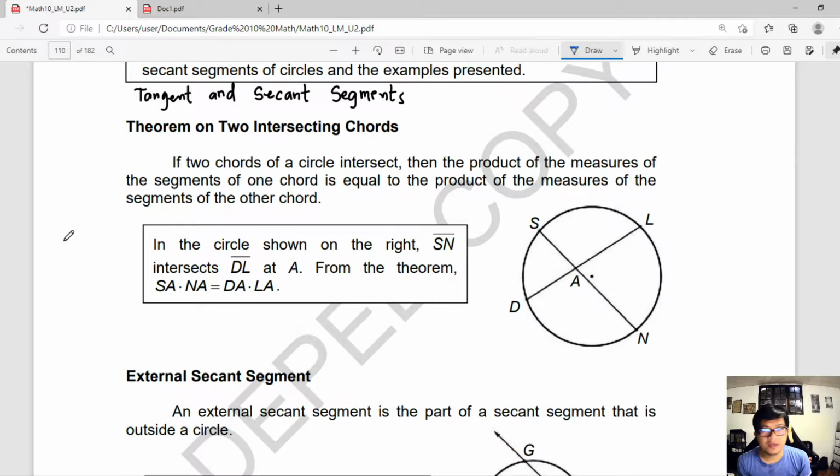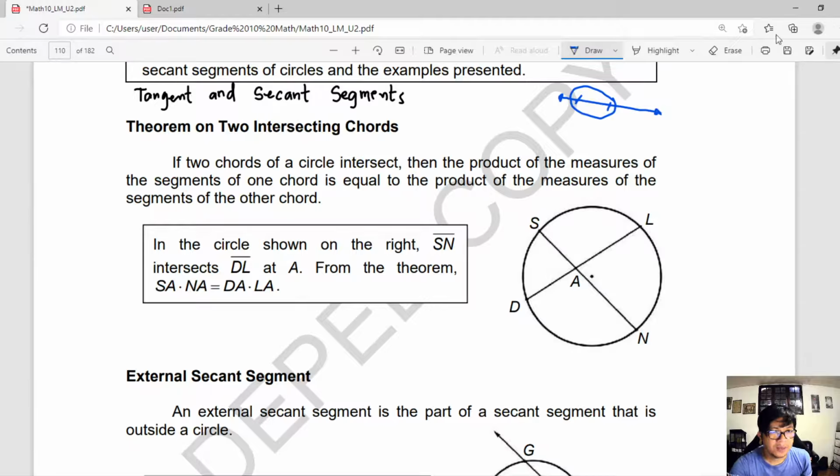Hello everyone! For today's video, we will talk about tangent and secant segments. So, talking about segments, it is just part of a line. Take for instance, this is a line and this part is a segment. It is just part of a line. So, a segment is just a part of a line containing 2 points. It contains 2 points.